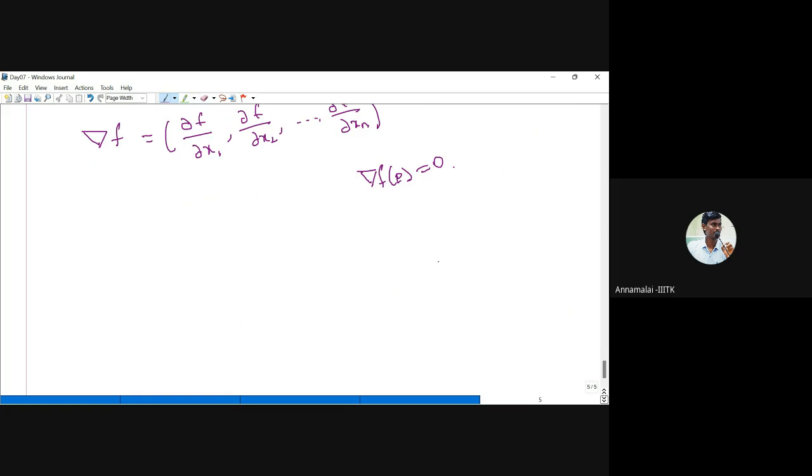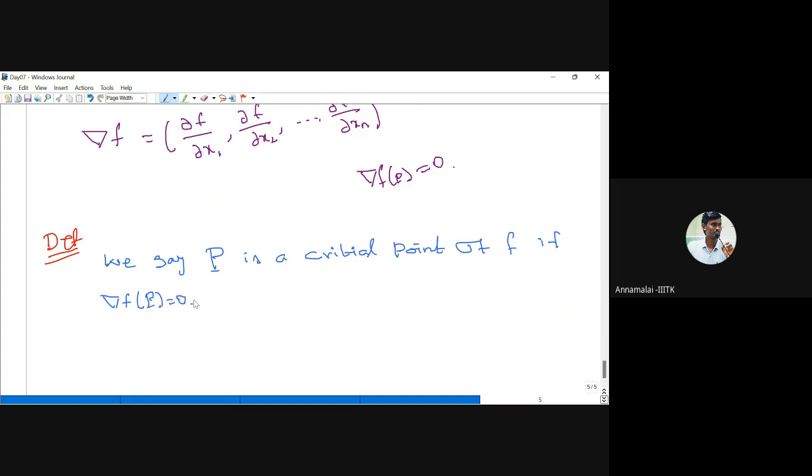We say a point is critical if del f at P is 0. So, definition for critical point: we say that a point P is a critical point of a function f if you find del f, that is ∂f/∂x1, ∂f/∂x2, and so on, and all of them at the point P are 0. Such a point P is a critical point.